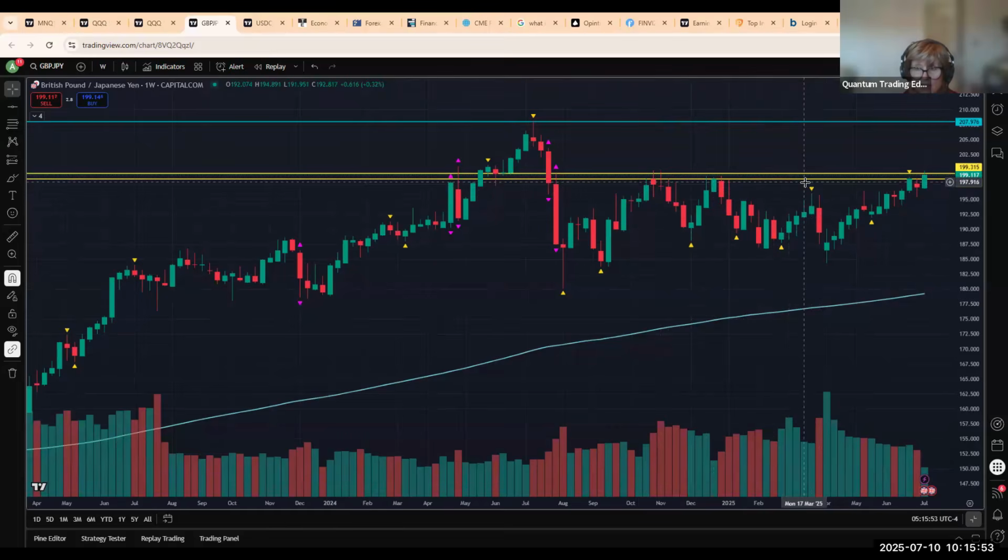I put this level in about, I think, when the price was around here. As I explained, I do these manually. I do these by eye. I don't have a specialist indicator, although we do have indicators as part of the Quantum Trading software tools, which will draw the lines in for you.